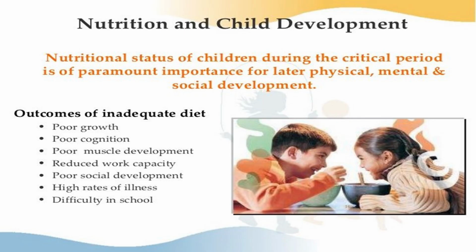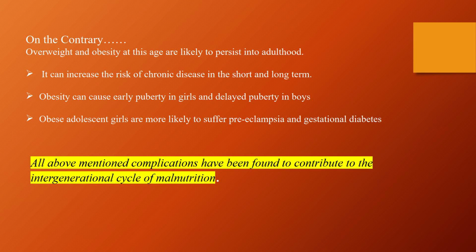On the contrary, we have seen what overweight and obesity can cause, and why they are so important in your life. That means they can have bad effects on your life. The first thing is that they can cause early puberty in a girl child and delayed puberty in a boy, and in an adolescent girl they may lead to gestational diabetes. So, all these things were covered under nutrition.